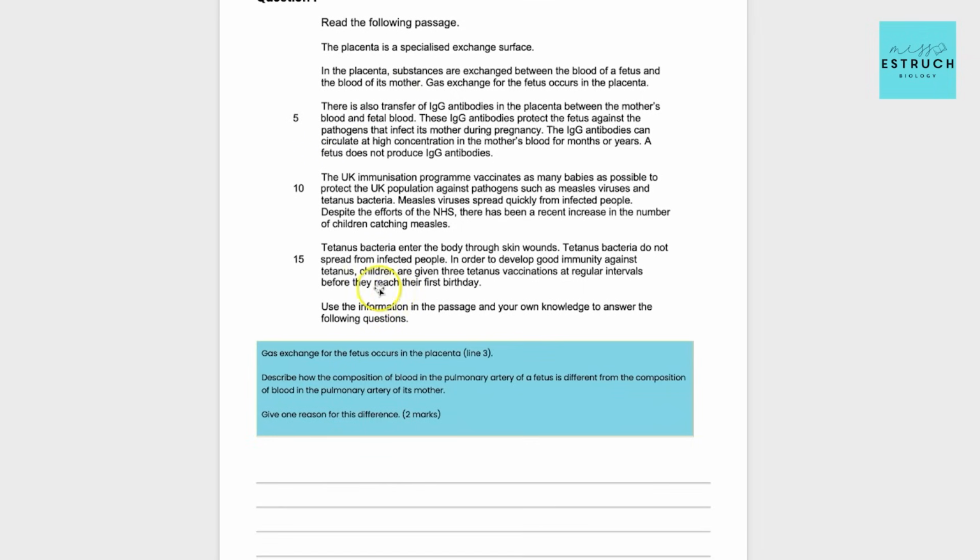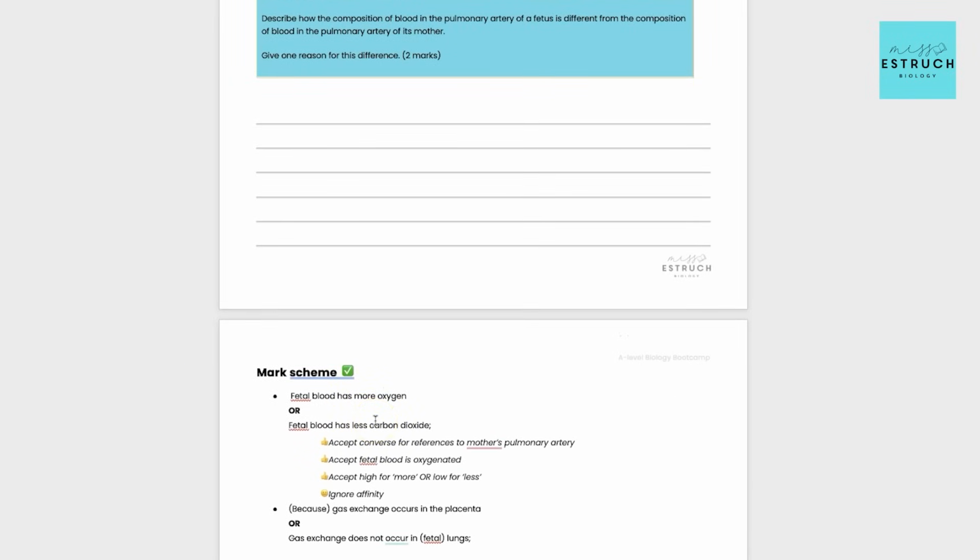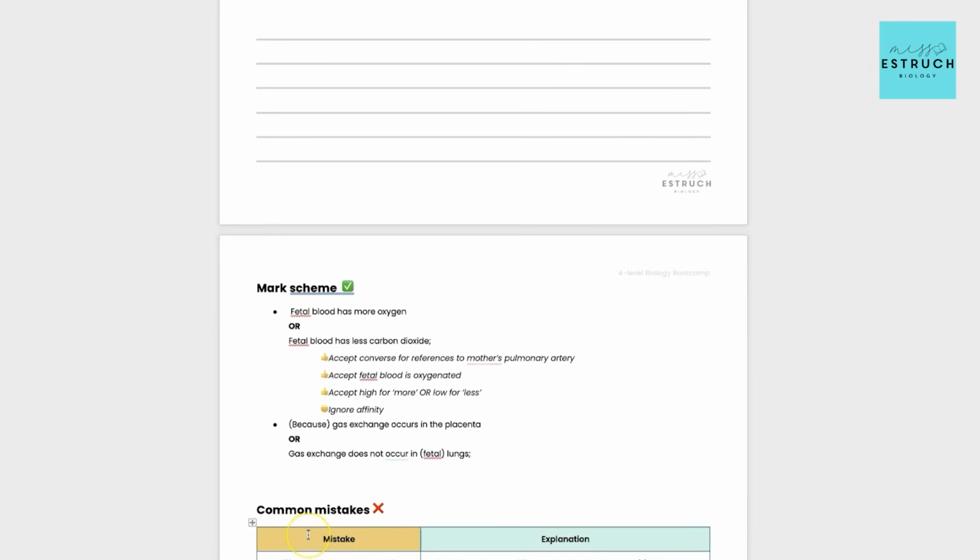I want to go through to some student answers, feedback, and what it should have been and why. So the mark scheme was, the fetal blood has more oxygen, or you could have said the fetal blood has less carbon dioxide, and they accepted the converse for those. The explanation, because you have to give one reason for the difference, so give the difference and then give a reason, is because gas exchange occurs in the placenta for the fetus, so that means that when the blood is passing through, it's already got a high concentration compared to the mother's pulmonary artery, which is carrying the deoxygenated blood to the lungs to get oxygenated, because that is where gas exchange happens for the mother. So that would be the explanation.